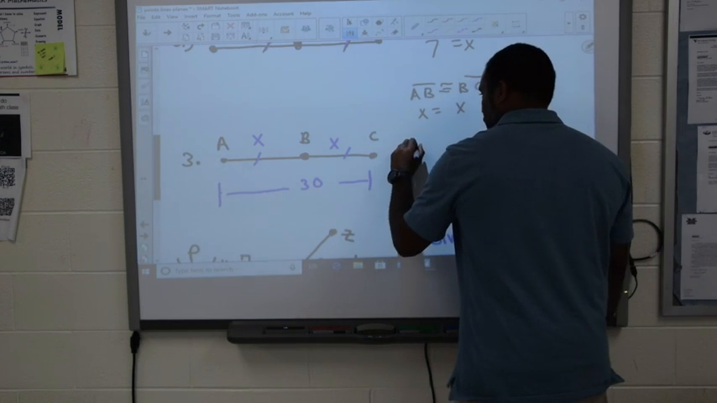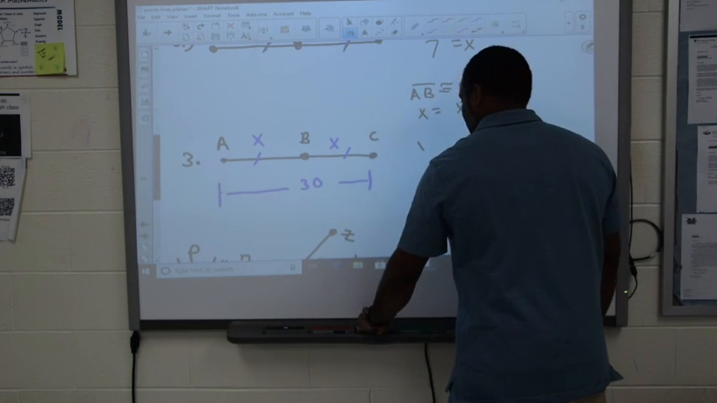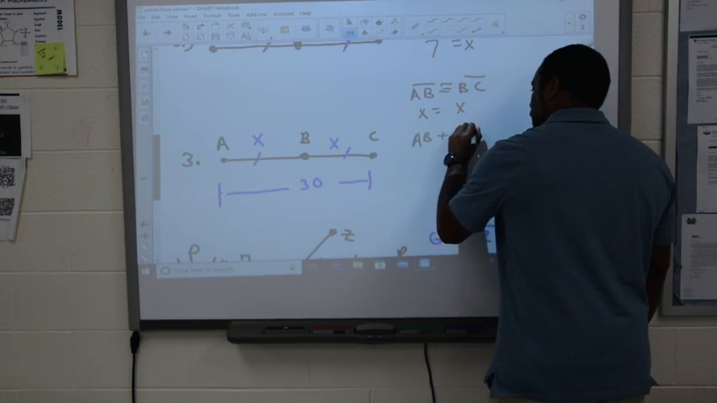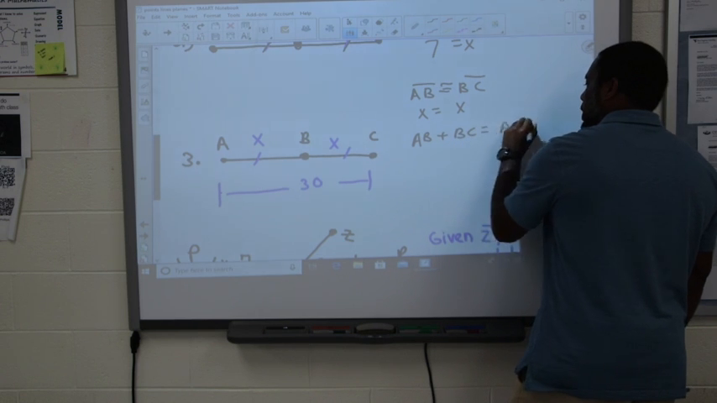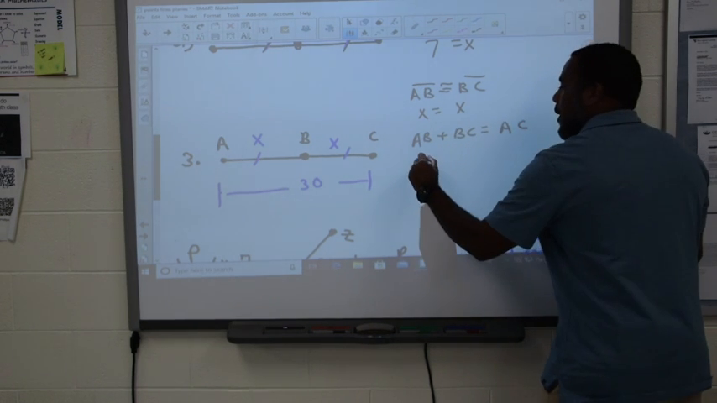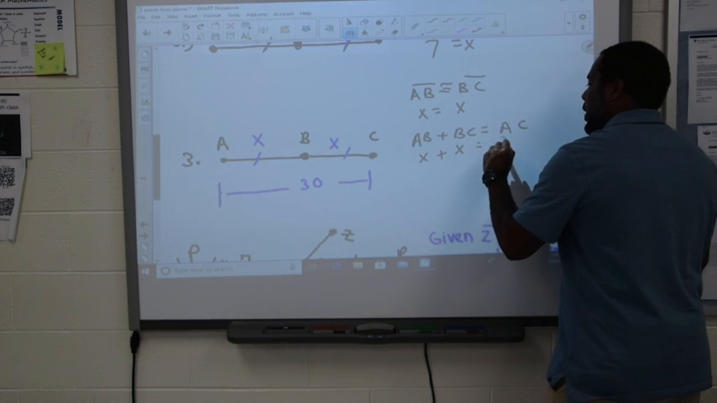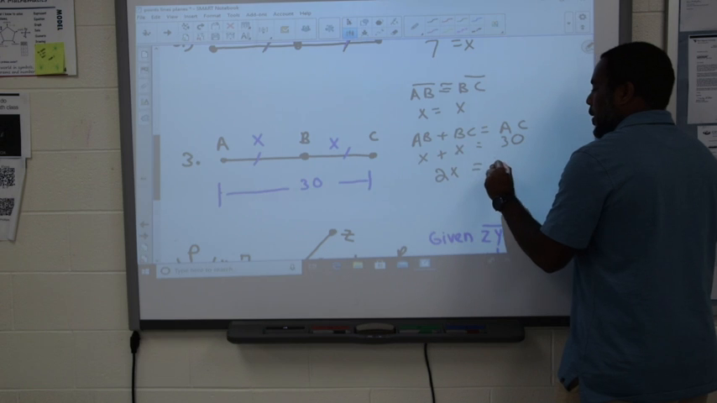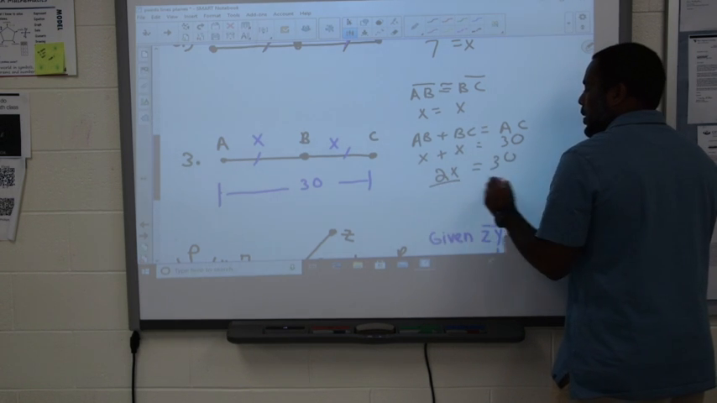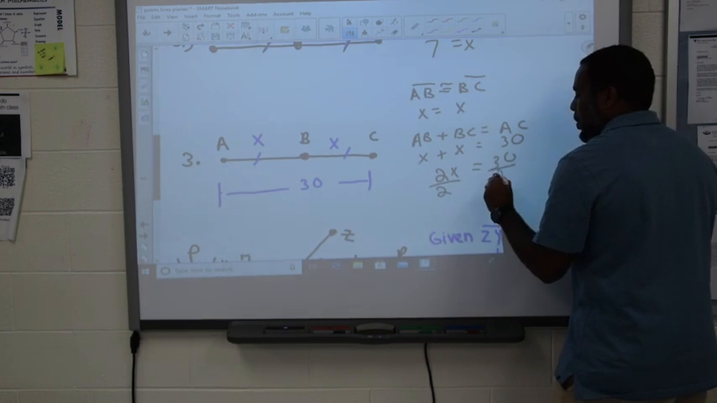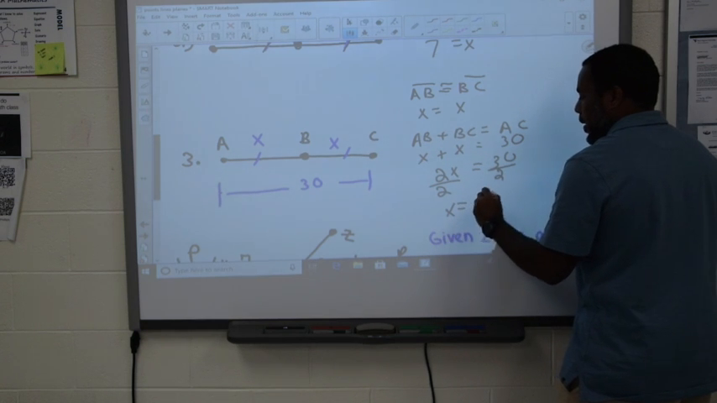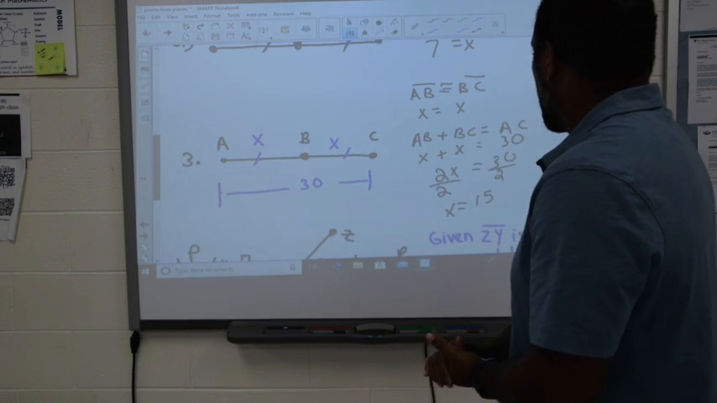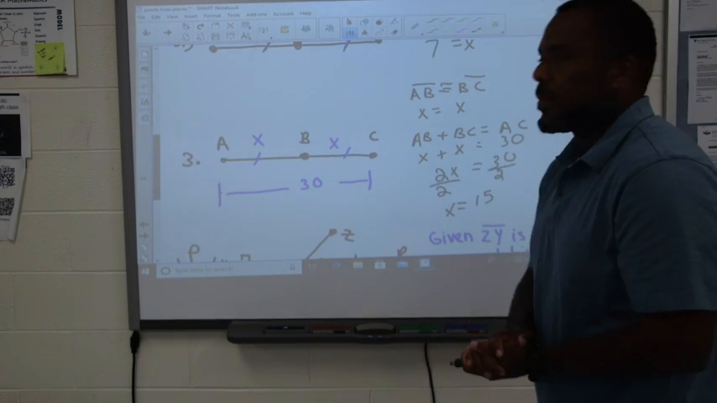So we have AB plus BC is equal to AC by the segment addition postulate, and that gives us X plus X is equal to 30. Or 2 X's, because X plus X is 2 X's, is equal to 30. 2 times X is equal to 30, so that means I need to divide by 2, and X is 15. It's a pretty straightforward question here as well, as far as solving that problem.